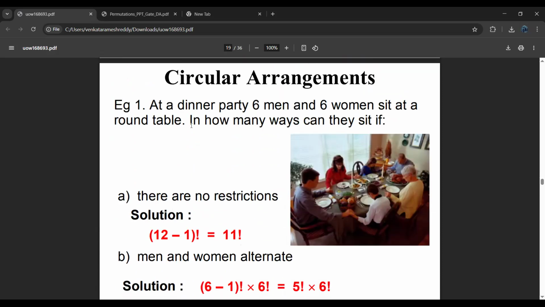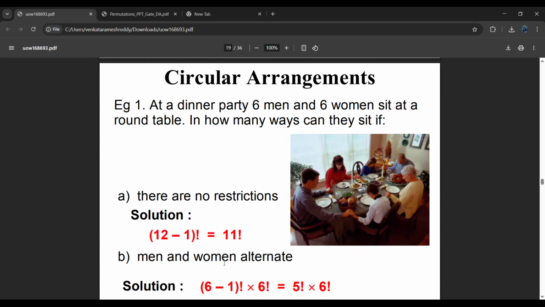At a dinner party, six men and six women sit at a round table. How many ways can they sit? There are no restrictions. Total, how many are there? 12. They have to sit at a round table. Without restrictions, in how many ways can they sit? (n minus 1) whole factorial, which means (12 minus 1) factorial, equal to 11 factorial.